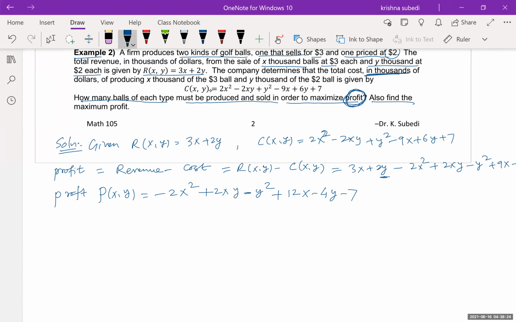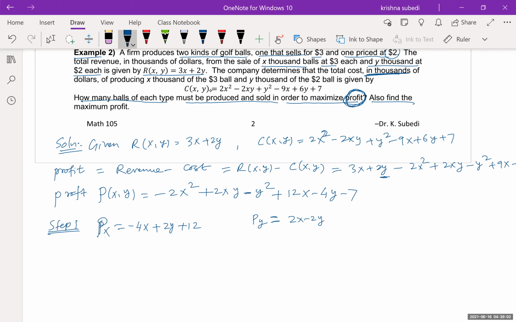And once you have the function, you follow the three-step method. So step 1, you find the partial with respect to x and partial with respect to y. Let us find that, which is negative 4x plus 2y plus 12. And let us find the partial derivative of P with respect to y, which will be 2x minus 2y minus 4, right?